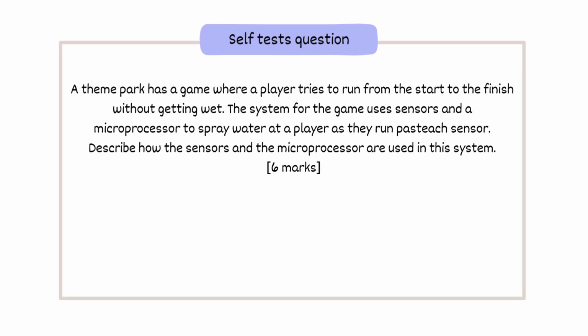Now there's a self-test question. You can try it out yourself. I'll read the question out for you. A theme park has a game where a player tries to run from the start to the finish without getting wet. The system for the game uses a sensor and a microprocessor to spray water at the player as they run past a touch sensor. Describe how the sensor and the microprocessor are used in the system. It is 6 marks.